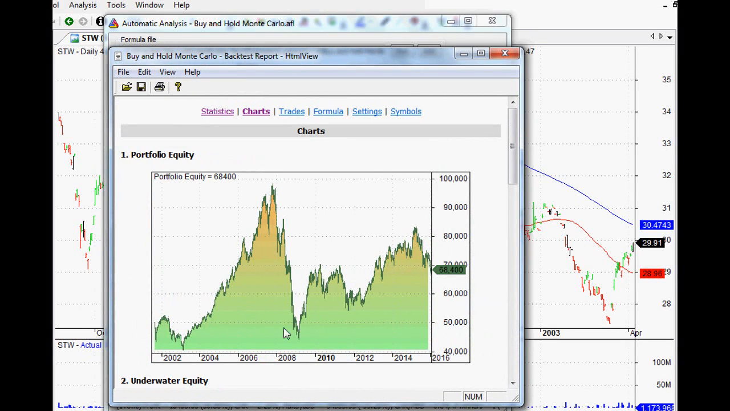If we were to just buy and hold this fund over the last 13 odd years, we'd be looking at an end result of about $68,000 from a $50,000 portfolio. You see it rides its ups and downs all over the place there.